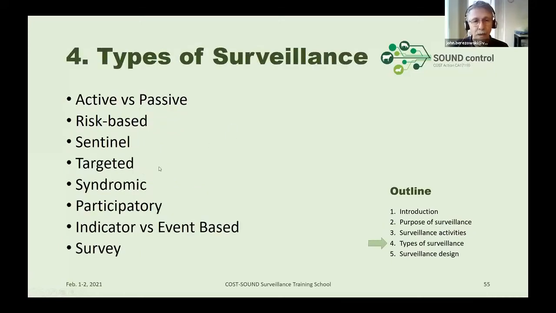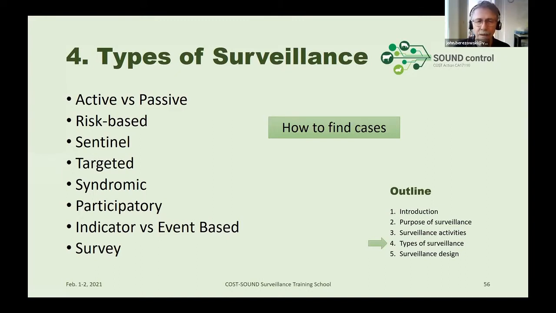So we'll move on now to types of surveillance. We'll talk about active and passive, risk-based, sentinel surveillance, targeted surveillance, syndromic, participatory, and indicator versus event-based, and we'll again point out what a survey is. I think we talked about a survey yesterday as well. So this is all about how to find cases.